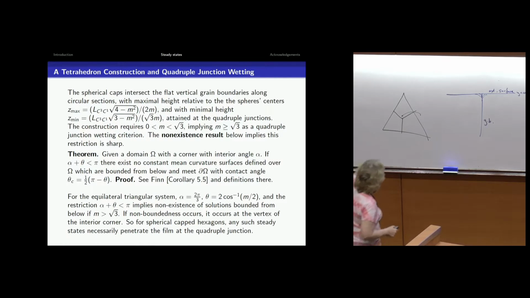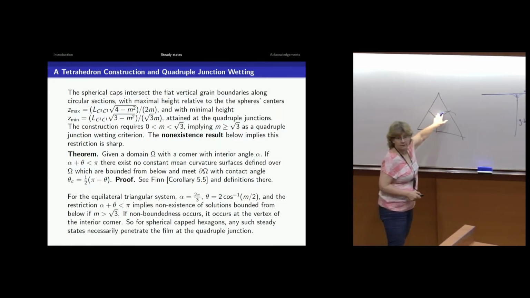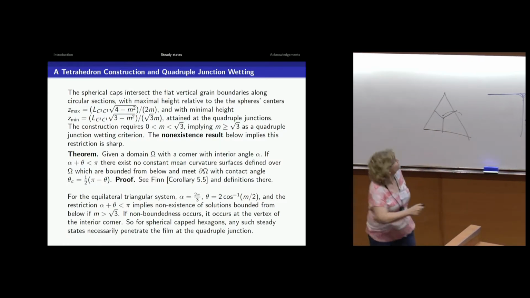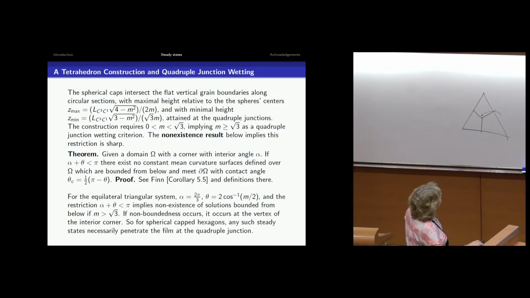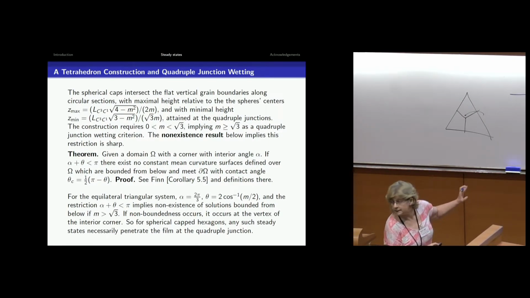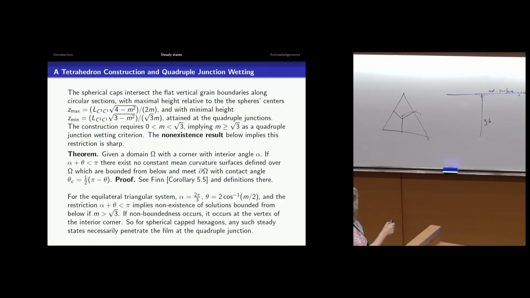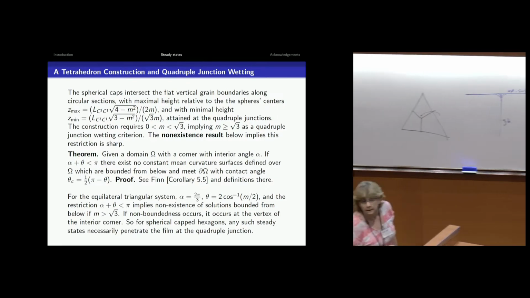Because this is, okay, that's 2 pi. Okay, that's 2 pi over 3, and this is our dihedral angle, again dictated by Rm. So it turns out that this alpha plus theta is less than pi. There exist no solutions bounded from below. That gives that m has to not be bigger than the square root of 3.